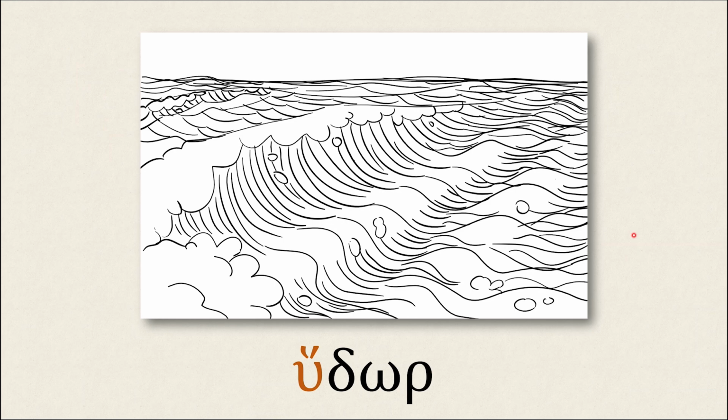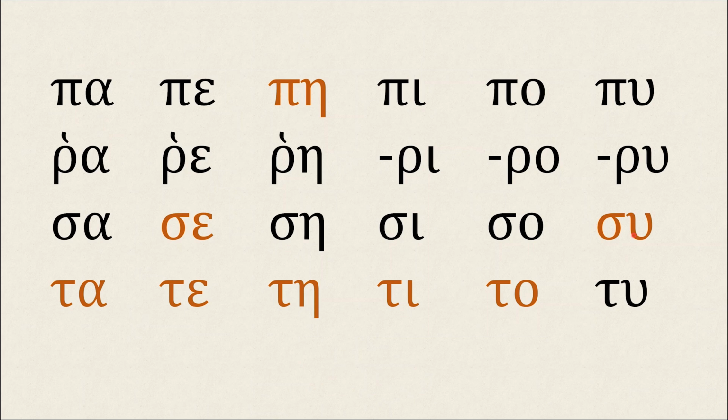Hudor. Hudor. We're going to have a lot of syllables now to practice. Ba, be, bi, bo, bu. You can tell that these are the start of words because they have the rough breathing.